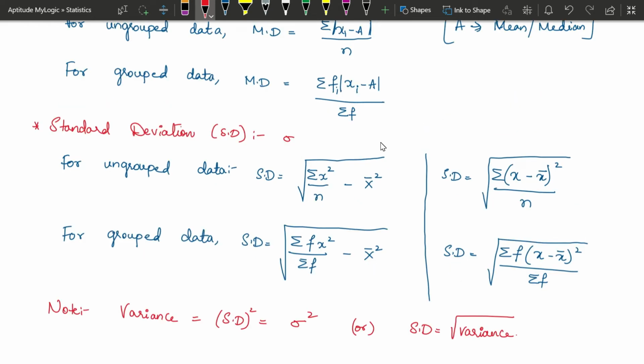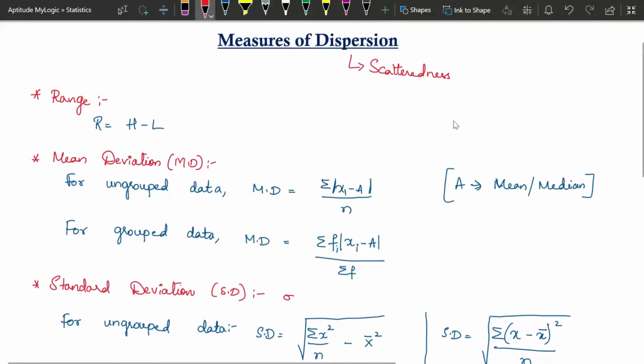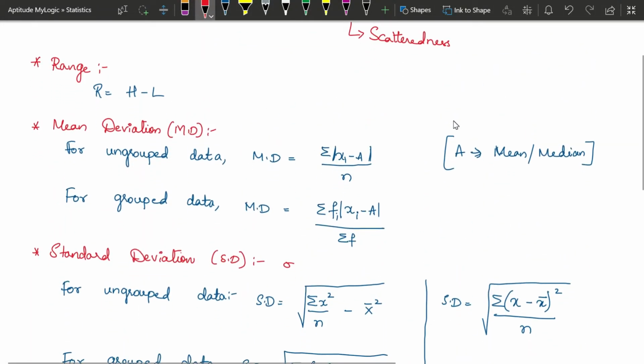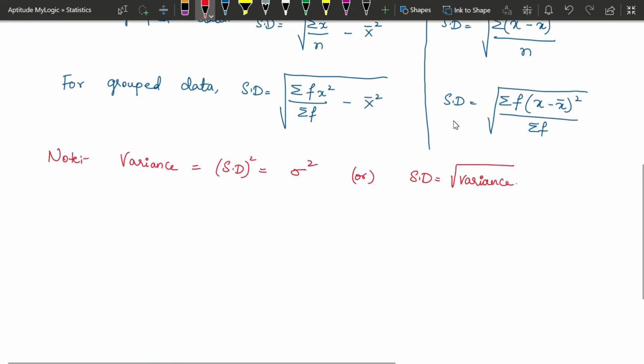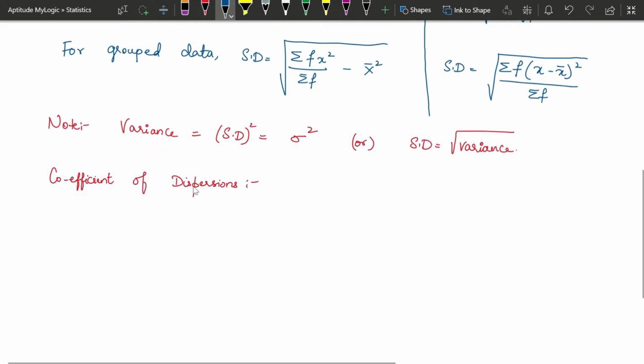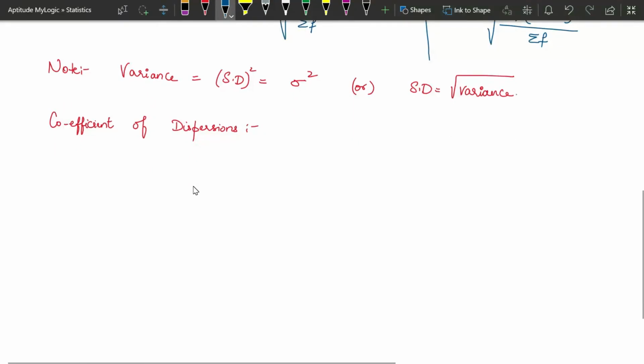Now all these three measures are used to determine how much the values are away from a central value. Now suppose we have two groups of data, and if one group has values in certain unit and the other group has values in some other unit or maybe the same unit, suppose I want to compare two groups of data and determine which group is better or consistent than the other group, then we make use of coefficients of these dispersions. For every measure of dispersion, we have a corresponding coefficient of that measure as well. So we'll see how to find that.